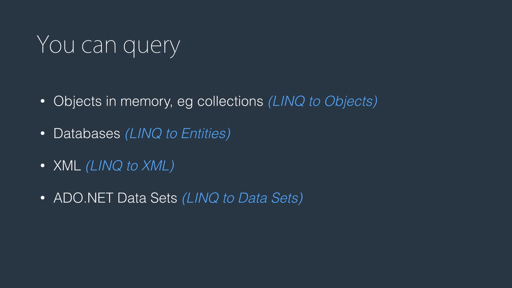So with Linq, you can query objects in memory like .NET collections, you can query databases, you can query XML, and you can query ADO.NET datasets. Querying .NET collections or objects in memory is often referred to as Linq to objects. Querying databases is often referred to as Linq to entities. Querying XML is often referred to as Linq to XML, and querying ADO.NET datasets is referred to as Linq to datasets.